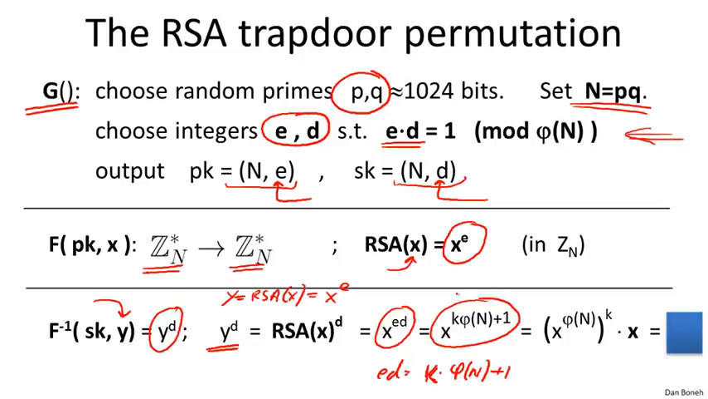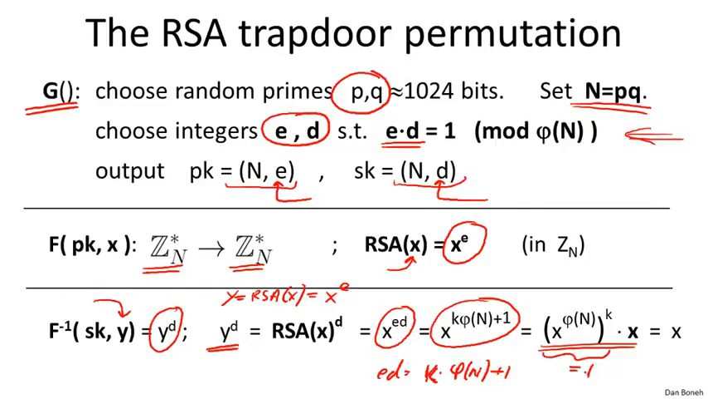But now again, using rules of exponentiation, we can rewrite this as x to the power of phi of n, to the power of k, times x. This is really the same thing as k times phi of n plus 1 in the exponent. I just separated the exponent into its different components. Now, by Euler's theorem, we know that x to the phi of n is equal to 1. So what is this whole product equal to? Well, since x to the phi of n is equal to 1, 1 to the k is also equal to 1. So this whole thing over here is simply equal to 1. And what we're left with is x.